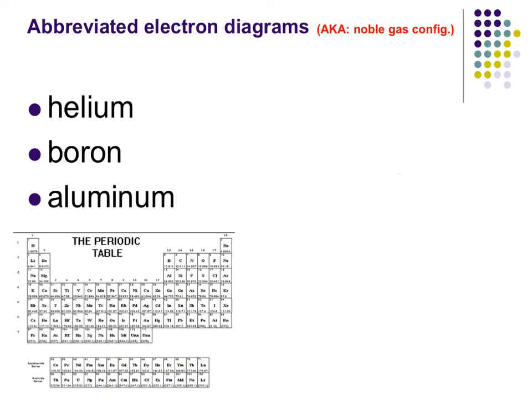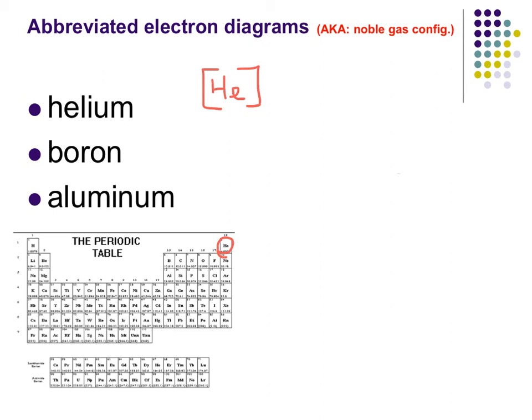Let's practice the abbreviated version a little bit more. First, let's look at helium. Since helium is a noble gas, we could abbreviate its configuration by itself. Just remember that you always want to put the noble gas in brackets. So that could be our abbreviated configuration for helium.